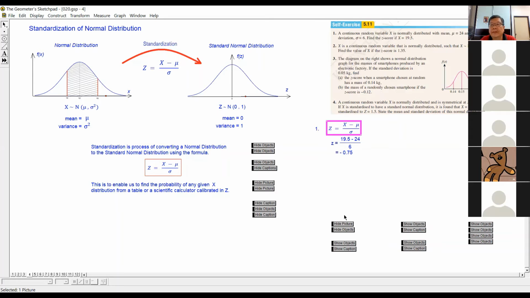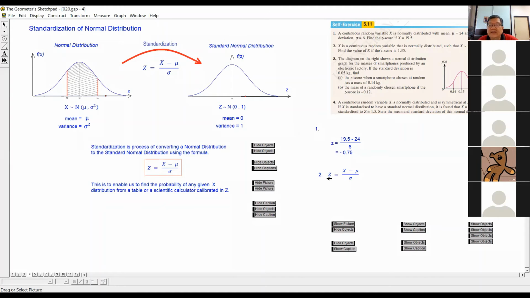X is a continuous random variable that is normally distributed such that X follows N(500, 169). Find the value of x if the z-score is 1.35. So we still use the formula, but this time the z is given and the x is not given. So we quote the formula: z equal to x minus mu over sigma.